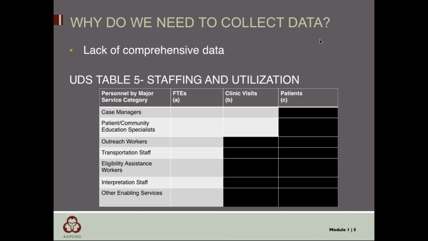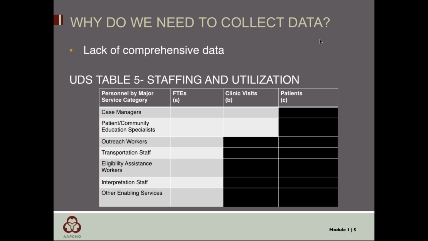So why are we talking about collecting enabling services data? For those of you who work in health centers, you're probably very familiar with the UDS, the Uniform Data System, and you have all kinds of data you have to collect and report in the UDS. This slide shows a portion of Table 5 in the Uniform Data System, or UDS. This is the system where all health centers have to track information on the services they provide, information about their patient populations, their staffing patterns, costs, and other key information.